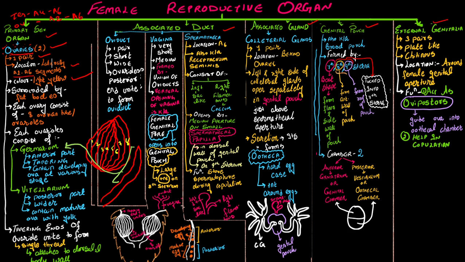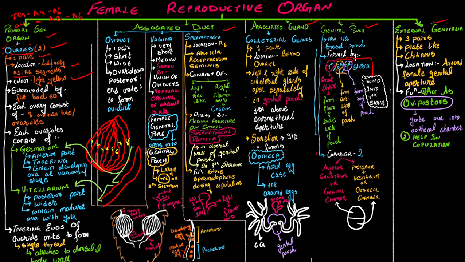Let me just have a look in the textbook once, just 1 minute. Germarium. Okay, it is germarium. I thought I had written it wrong. Okay, anyways, it is germarium. The posterior part, this part we call it as vitellarium. Anterior part we call it as germarium and posterior part we call it as vitellarium.